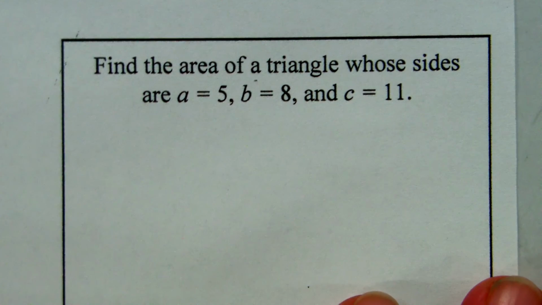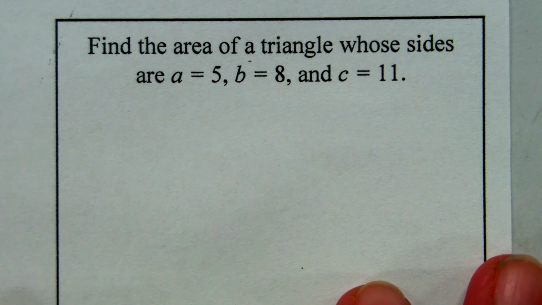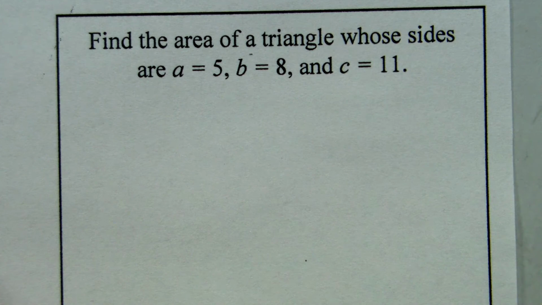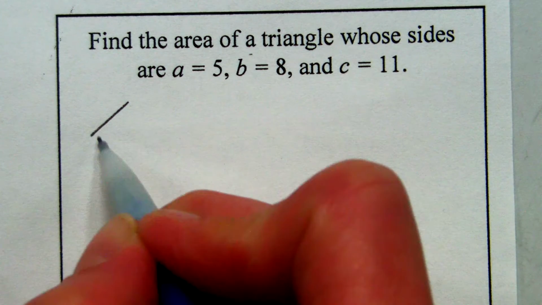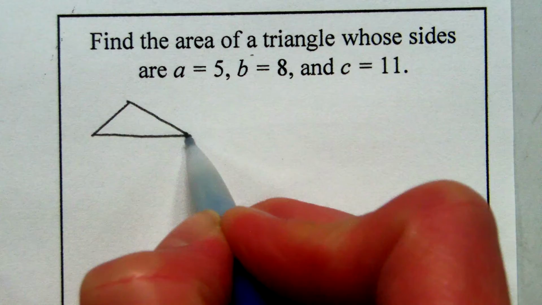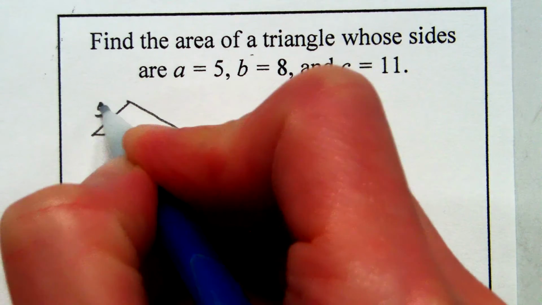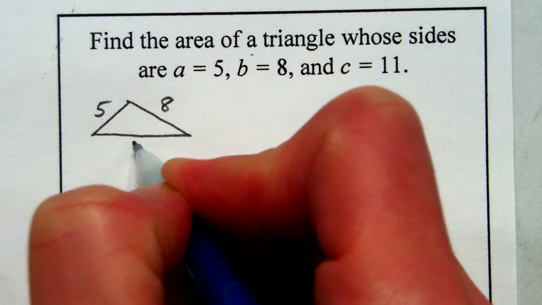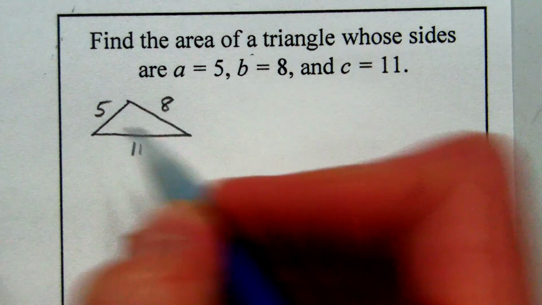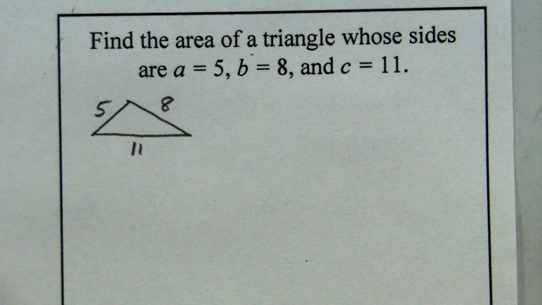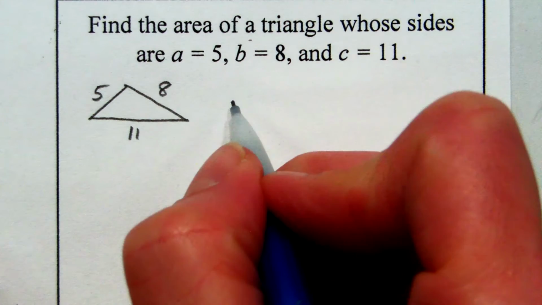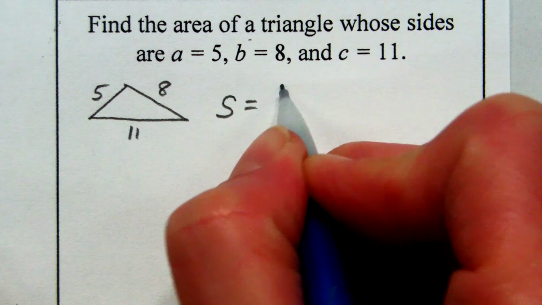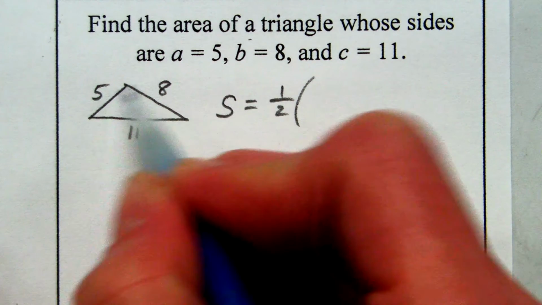All right, let's take a look at our example. It says, find the area of a triangle whose sides are A equals 5, B equals 8, and C equals 11. Just for the sake of being thorough, let's draw a little picture. A is 5, B is 8, C is 11. It isn't super important that I label those A, B, and C because they're all just going to go into the formula.